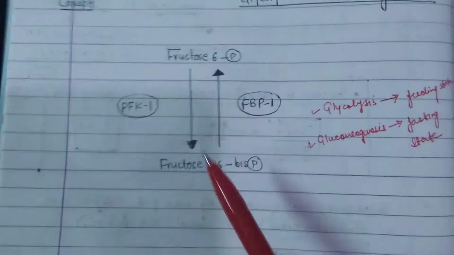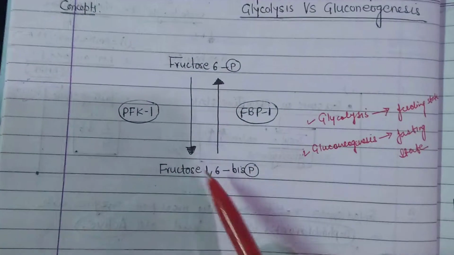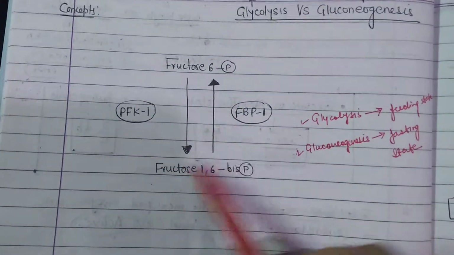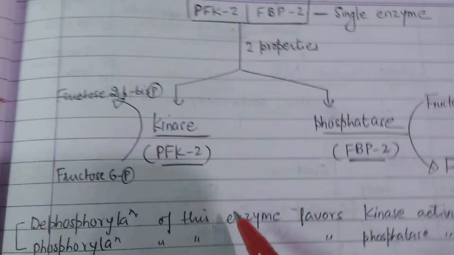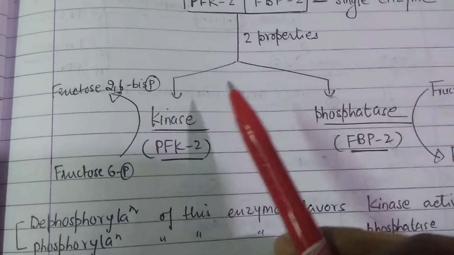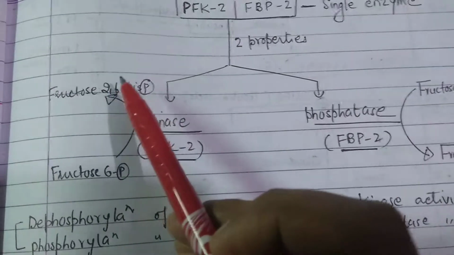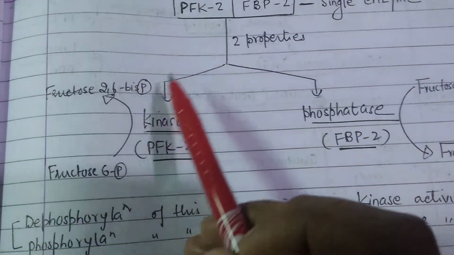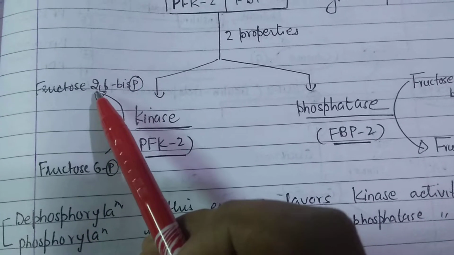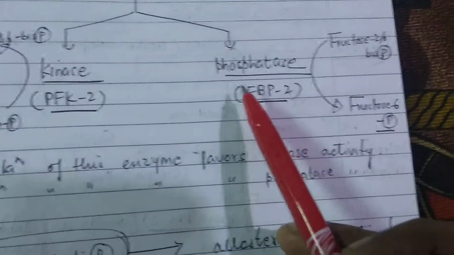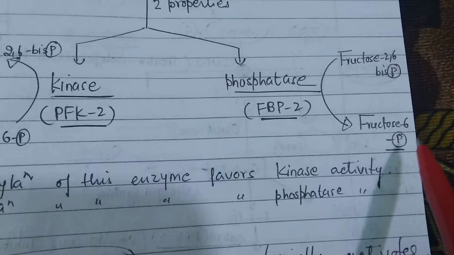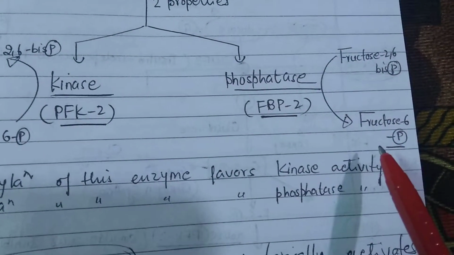Here it was PFK1 and FBP1. It is 1. These are different. These enzymes are different from what I am just telling. So when in feeding state insulin is active and it causes dephosphorylation, kinase is more active. The predominant substrate that is present is fructose 2,6 bisphosphate. And similarly, in case of glucagon dominated fasting phase, fructose 6 phosphate is the predominant thing.